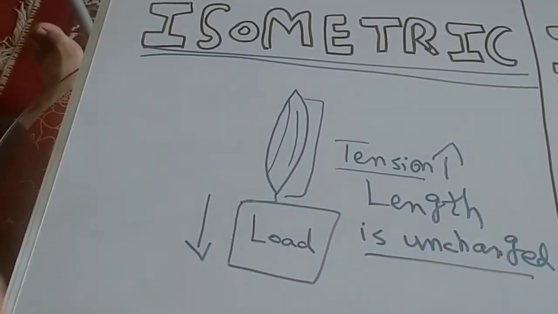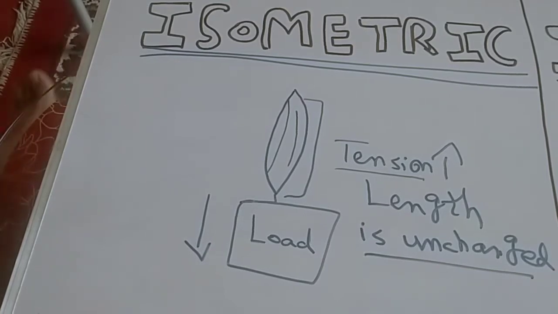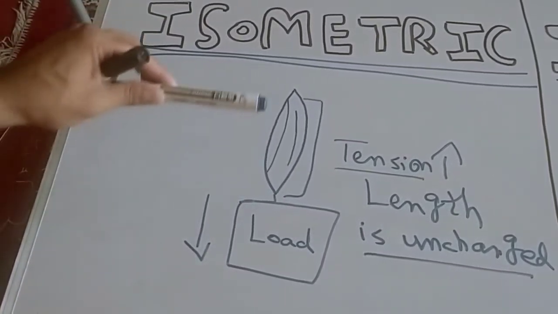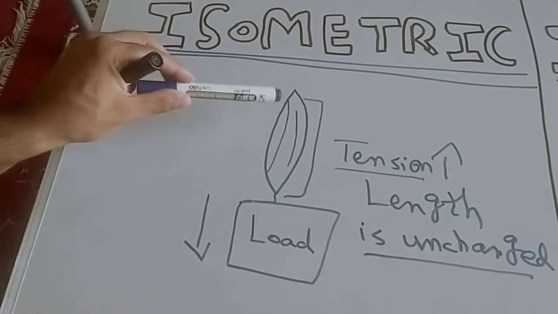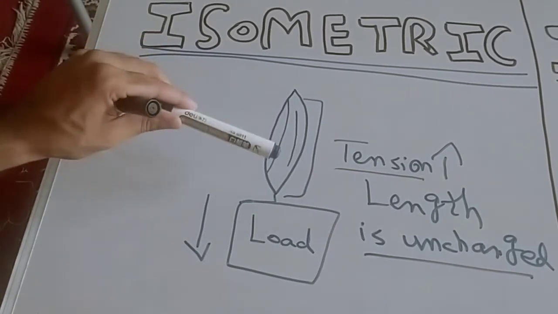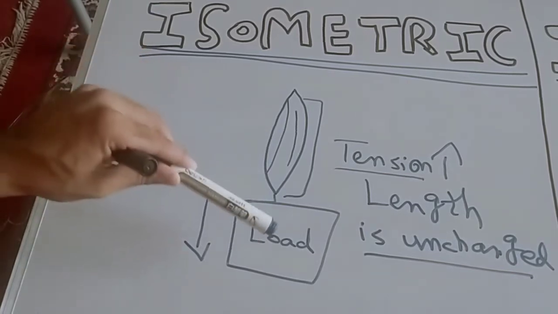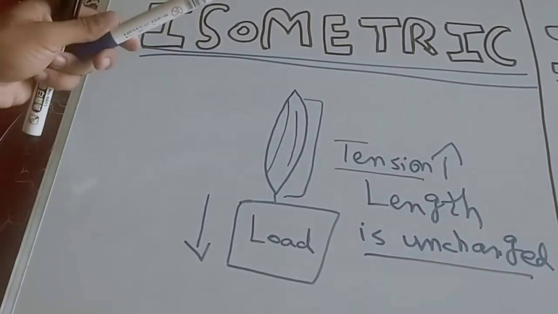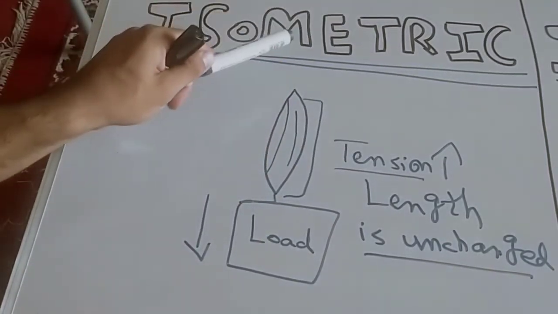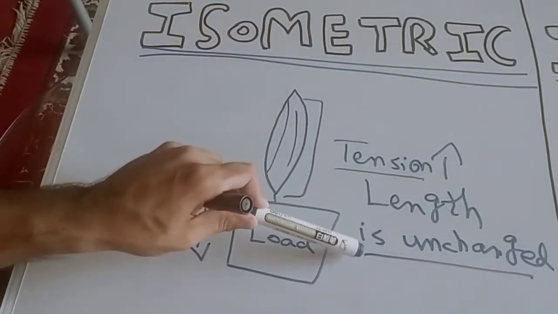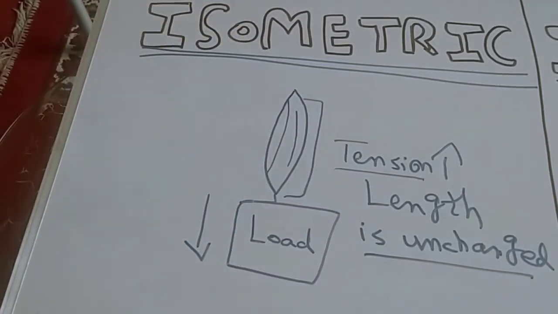Again I'm repeating it: the length is unchanged in this particular scenario because of too much weight, there is a large amount of tension in this muscle. So it is not able to contract or lift this particular load upwards. The tension is great in the isometric contraction, but the length is unchanged.